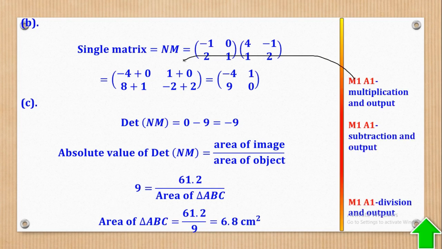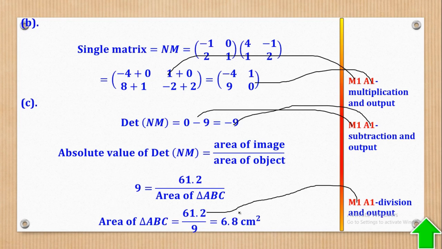So M1 for matrix multiplication and A1 for the output, M1 for subtraction and A1 for the output, M1 for division and A1 for output.